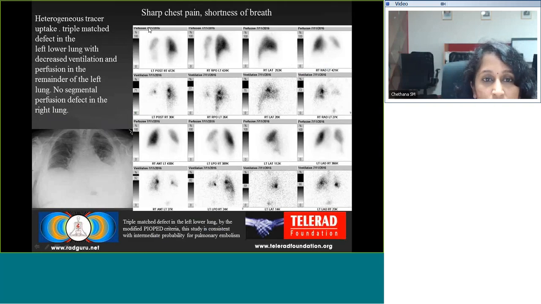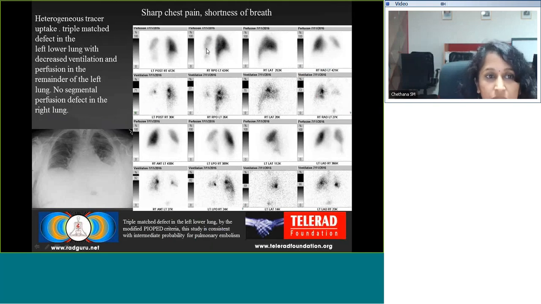The next patient came with a history of sharp chest pain, shortness of breath. The chest radiograph demonstrates cardiomegaly and small to moderate left pleural effusion, and there is also some opacity in the left lower lung. These are the perfusion images and corresponding ventilation images. So the perfusion and ventilation images are alternating. They are not separately given here.